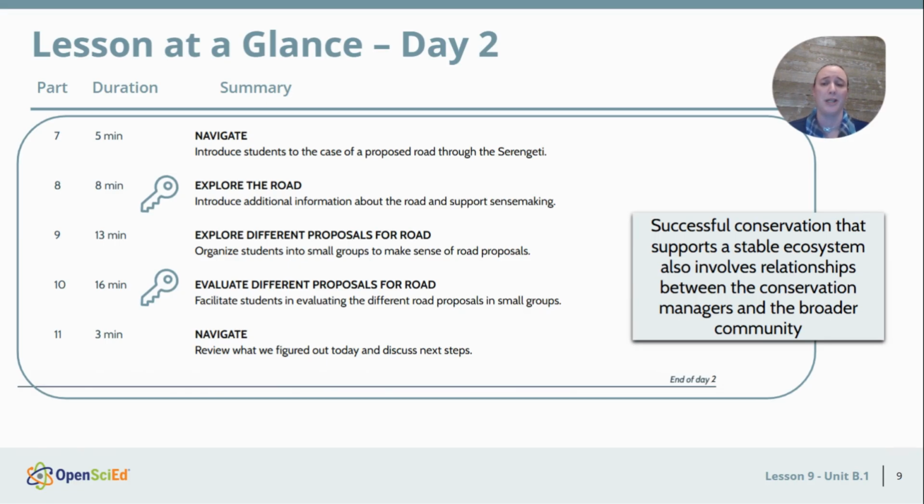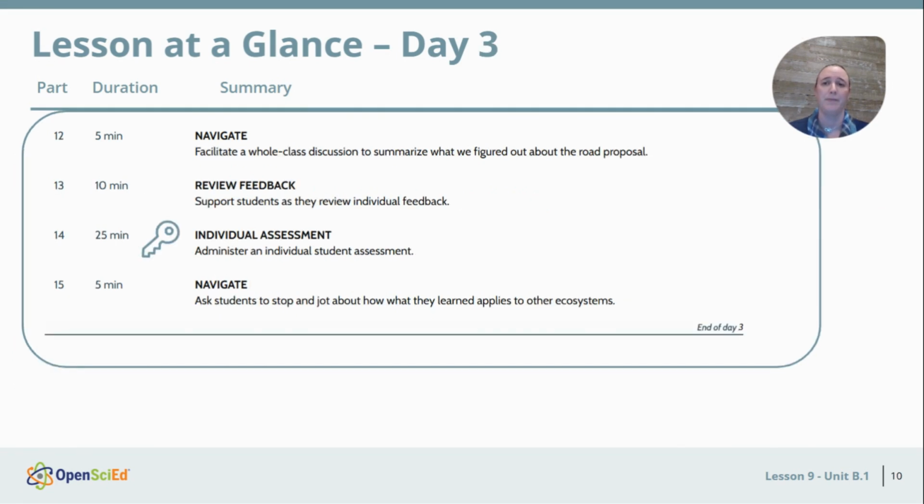Upon evaluating these different proposals, students begin to wonder how to weigh ecosystem impacts and interest holder impacts to make a decision on the best option for all concerned parties. This leads us to our next sense-making loop, when students will individually evaluate which road proposal they think is the best option. The third lesson chunk occurs on day 3. Today, students make individual claims on which road they feel is the best option for Tanzania.